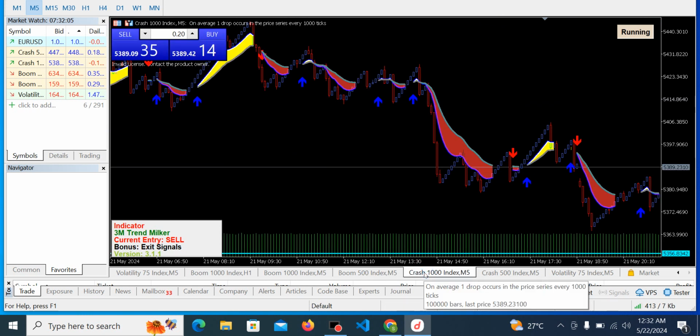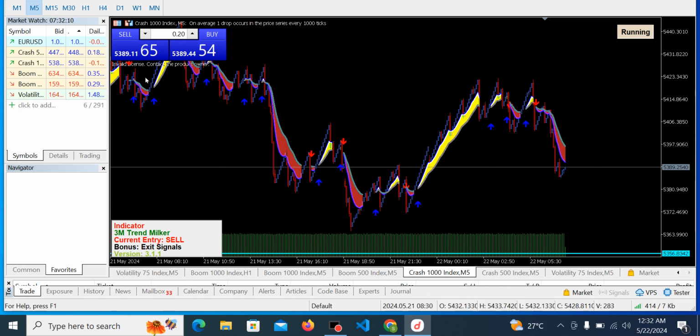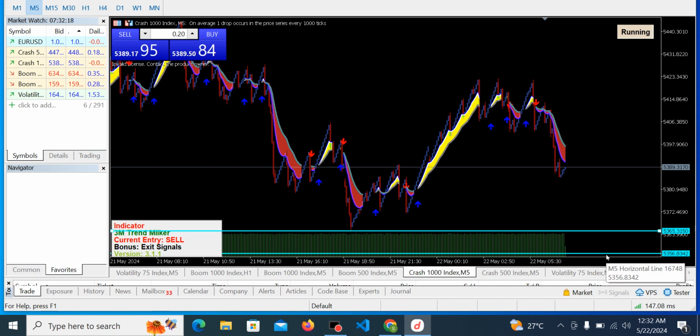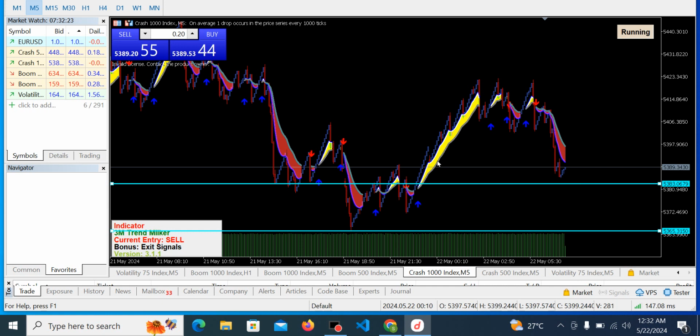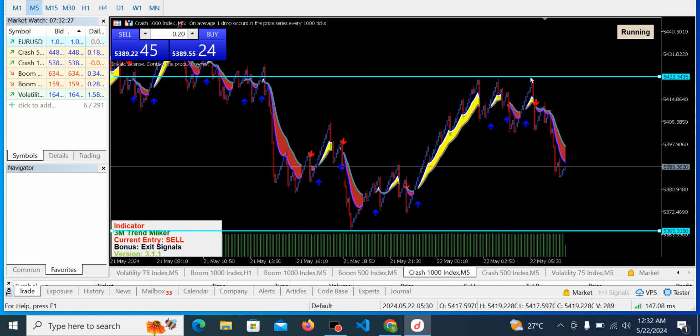So the next asset is going to be Crash 1000. Let's check it out right away. Crash 1000 had been on downtrend for a very long time, and after getting to this support zone, it has not been able to break out from there. So it picked up from there and started buying. That is why you are seeing this yellow flag, and of course it got to this resistance zone and was unable to break out above it, so it's having a pullback at the moment.